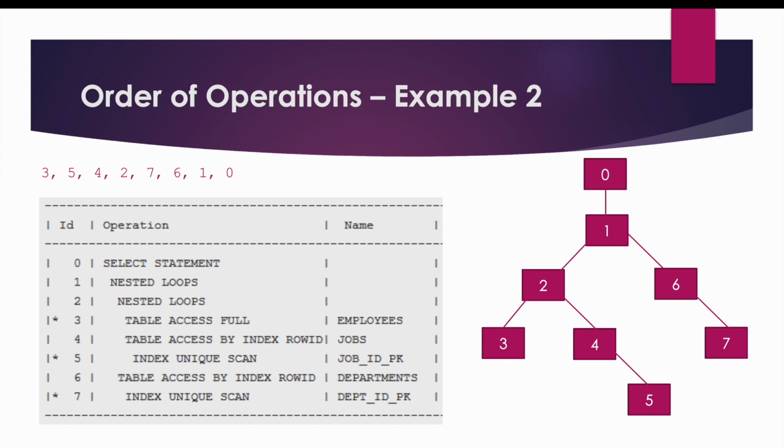Now using the second method, we can directly read the order of operation from the execution plan. Operation number 0 is the parent. It has only one child, that is operation number 1, so 1 should execute. But 1 is the parent again, and it has children, operation number 2 and 6, on the same level.